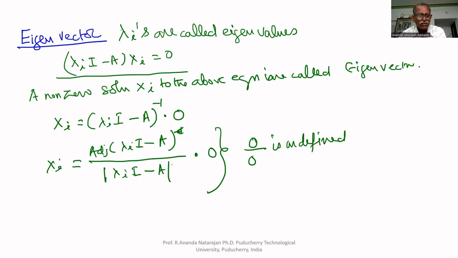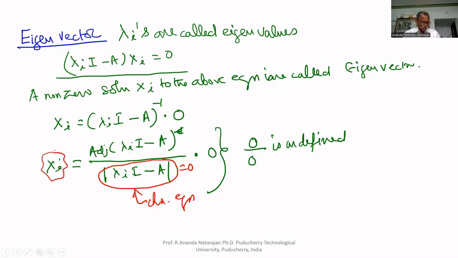So if you make the determinant equal to 0, then you will get a xi value. This is nothing but the characteristic equation. Substitute the roots of that characteristic equation, and you will get a value xi if determinant of lambda I minus A is 0. So you can get a set of xi values. The set of xi values is called the modal matrix.